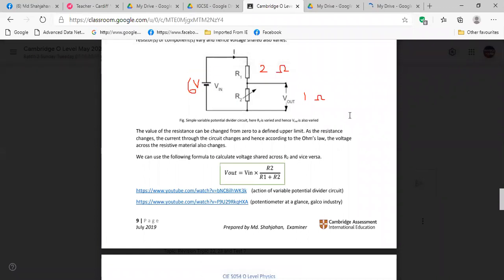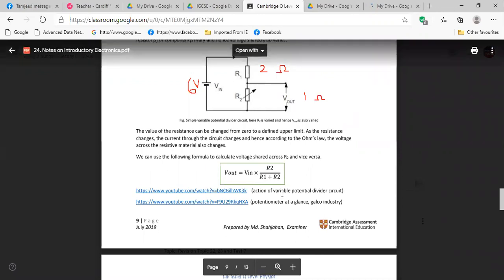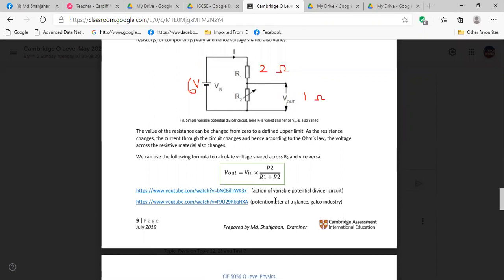Potentiometer, the same thing? This is potential divider, and if we have a variable resistor over there, we can vary the resistance in the potential divider, that is called potentiometer. Okay. Is it clear now?